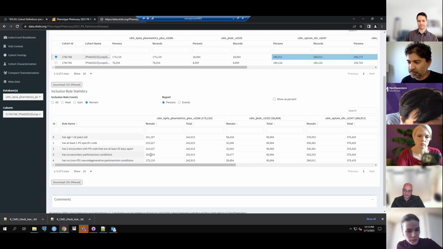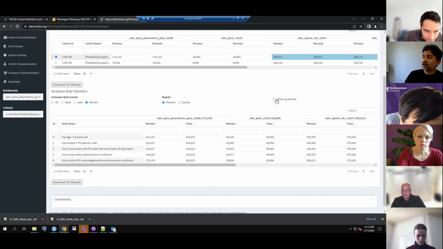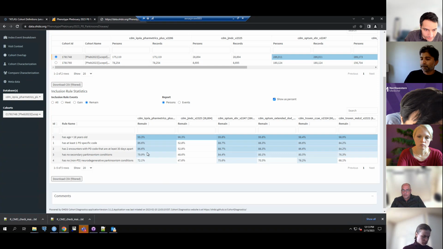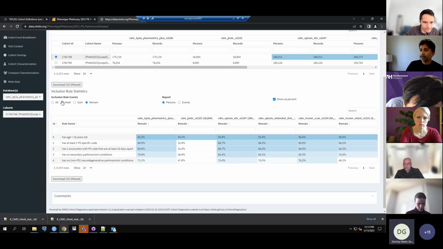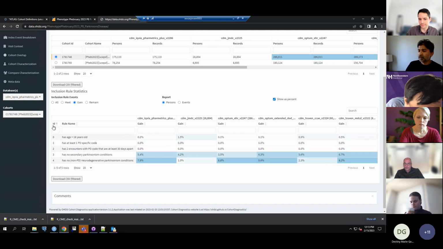Secondary Parkinsonism has an attrition in one claims database of about 10%. Yeah, that looks about right. And it should be around 5-10% for the last criteria. So basically what it's saying here is I'm selecting the radio button gain. So if you remove this rule, you will gain 5% people. That's what it means. Yep, that's okay.